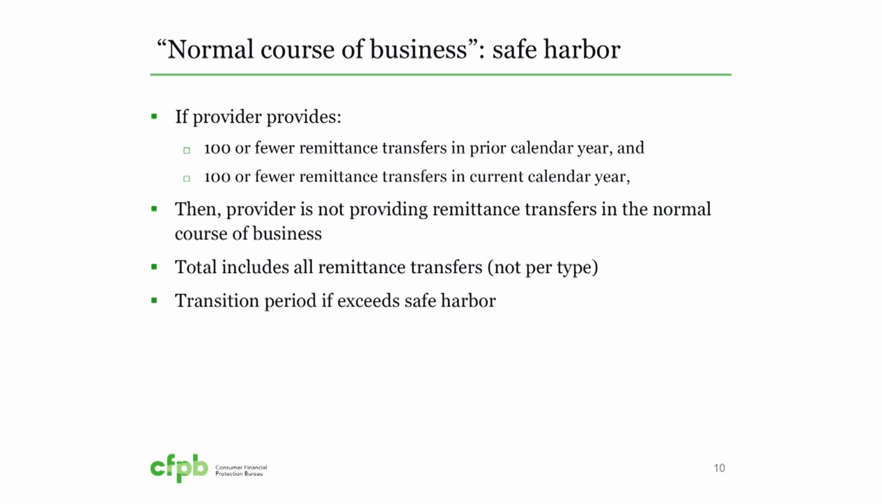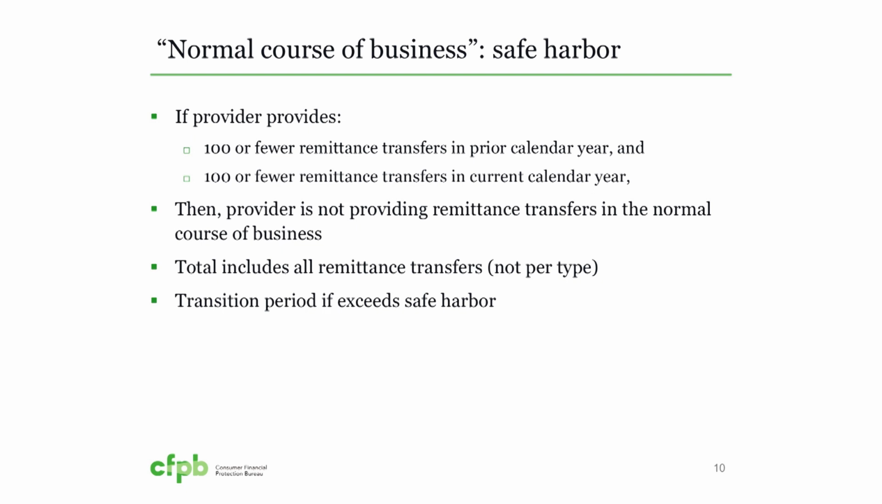The remittance rule does provide a transition period if the provider exceeds the 100 remittance transfer threshold. The rule provides a reasonable period of time not to exceed 6 months for compliance. Alternatively, you could still show under the facts and circumstances that a provider is not a remittance transfer provider. Some have questioned the 100 transfer safe harbor threshold. The proposal we issued in early 2012 solicited comment on a threshold of 25 transfers per year. The final rule settled on 100 transfers.